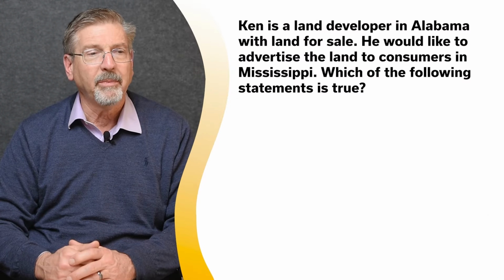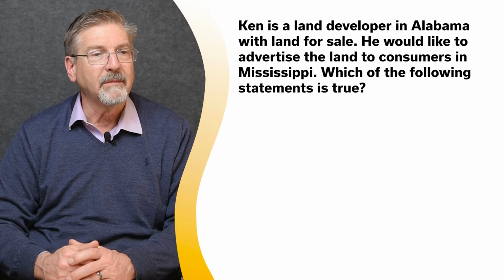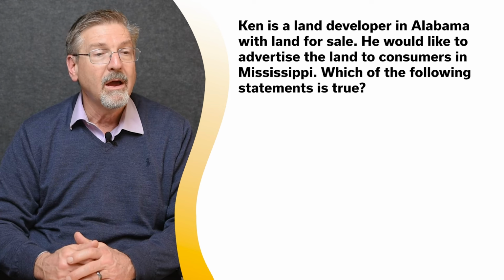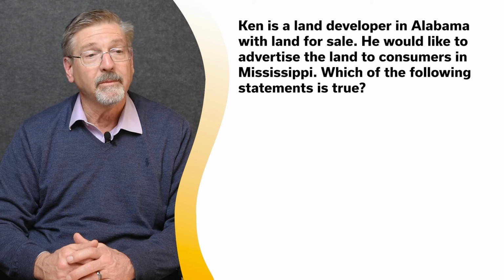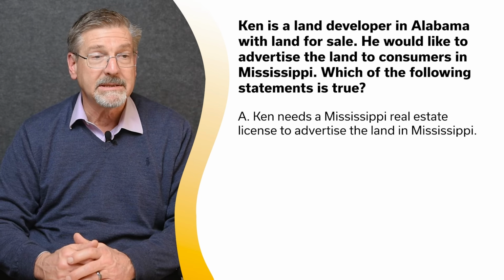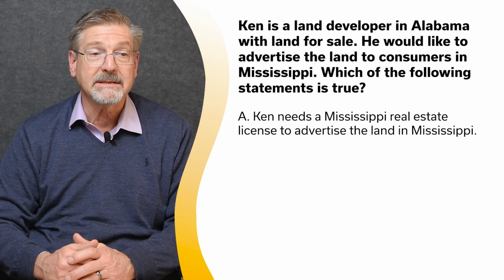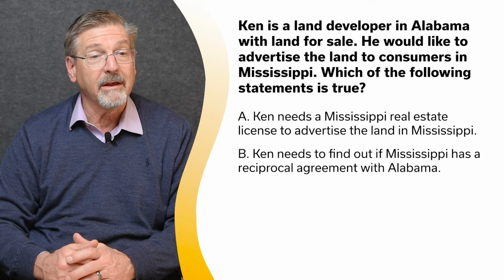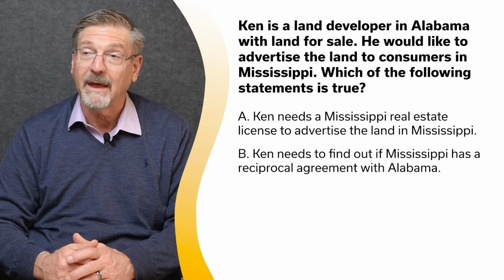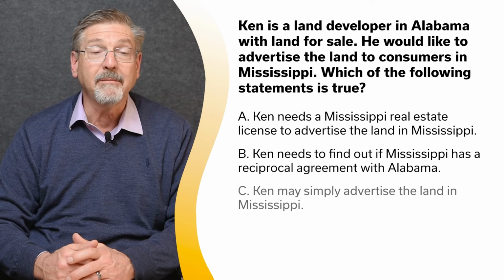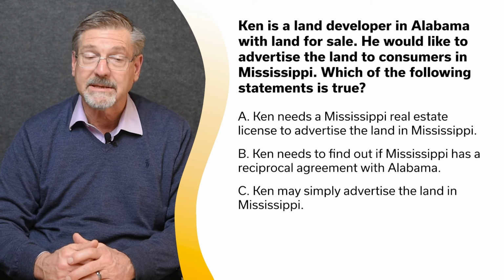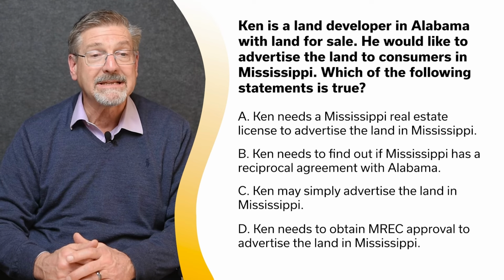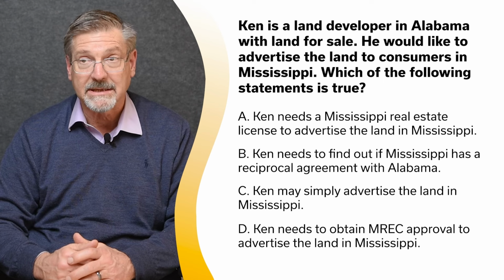Ken is a land developer in Alabama with land for sale. He would like to advertise the land to consumers in Mississippi. Which of the following statements is true? A. Ken needs a Mississippi real estate license to advertise the land in Mississippi. B. Ken needs to find out if Mississippi has a reciprocal agreement with Alabama. C. Ken may simply advertise the land in Mississippi. Or D. Ken needs to obtain MREC approval to advertise the land in Mississippi.